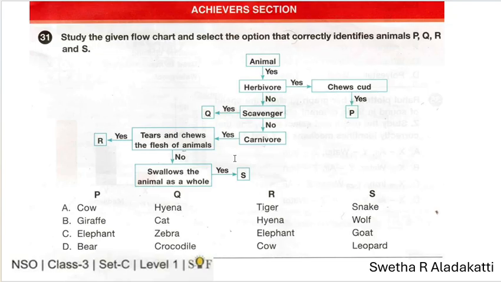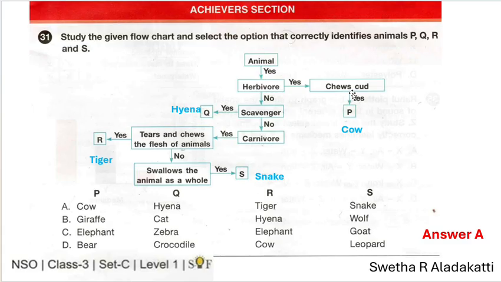Achiever session HOTS. 31. Study the given flowchart and select the option that correctly identifies P, Q, R, and S. Animal, herbivore, chews and cuts is P. Now it's not a herbivore, scavenger is Q. Carnivore, which tears the flesh of animals, is R. Which swallows the entire animal as a whole is S. Let's see the answer.